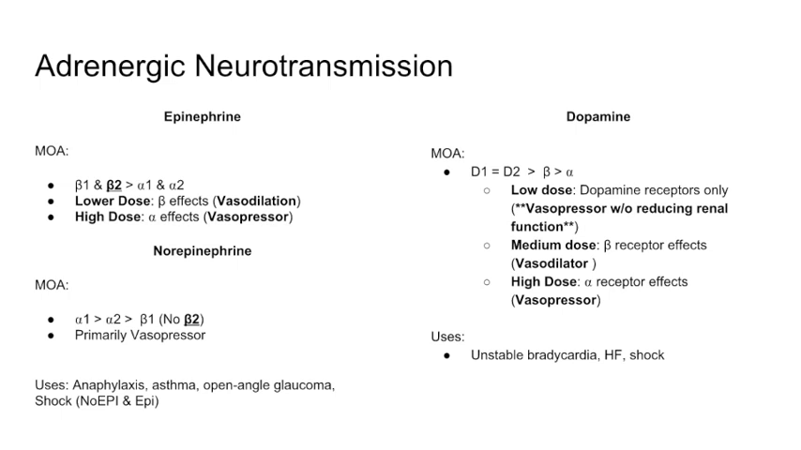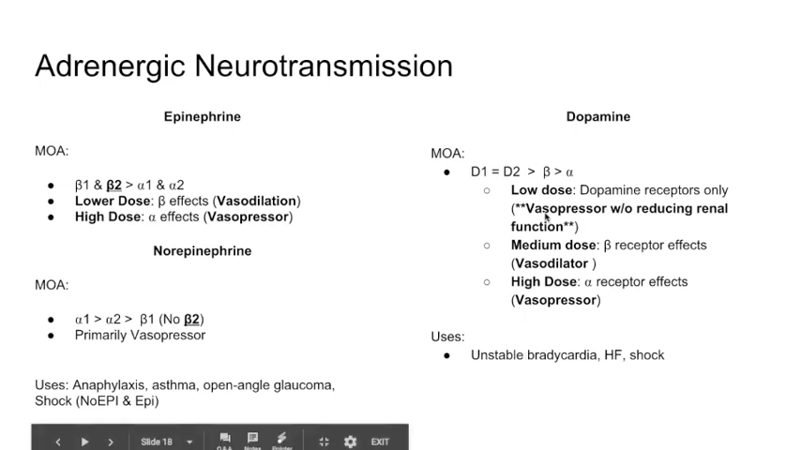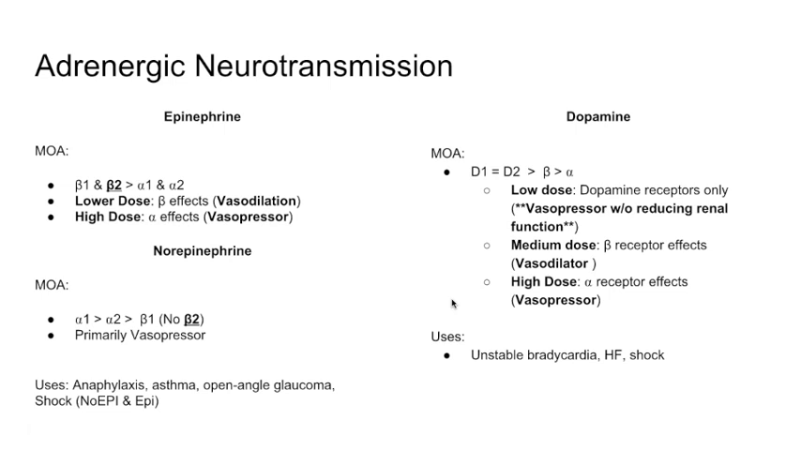There's a lot of variation in patients who have low dose and medium dose and high dose. There are numbers that are in textbooks, but they don't really correlate to real life practice. But on your exam, when you take the step in June, July, or May, you have to know this. So low dose is a vasopressor without reducing renal function because it spares the renal artery.